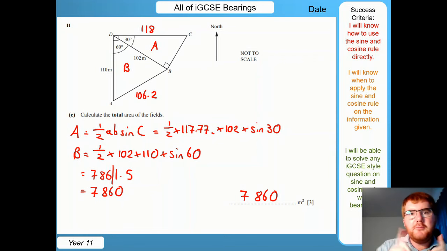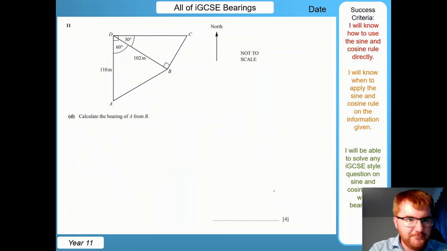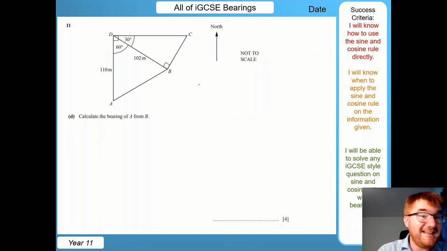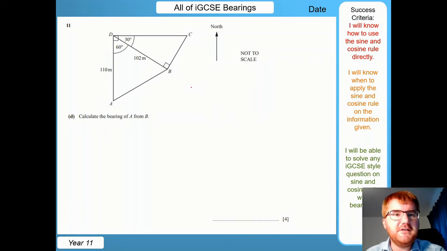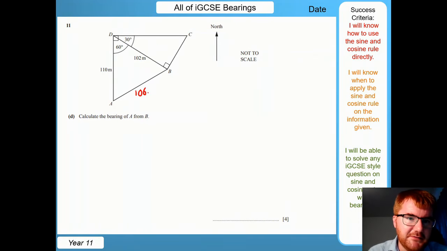Now, at the moment, we're probably thinking, where are the bearings in this question? This is a bearings video. Well, here it is. We need to work out the bearing of A from B, and this actually happens to be the A-star element of this question. Now, in order to do this, we actually need a side here. We need the 106.2 to be able to do this.